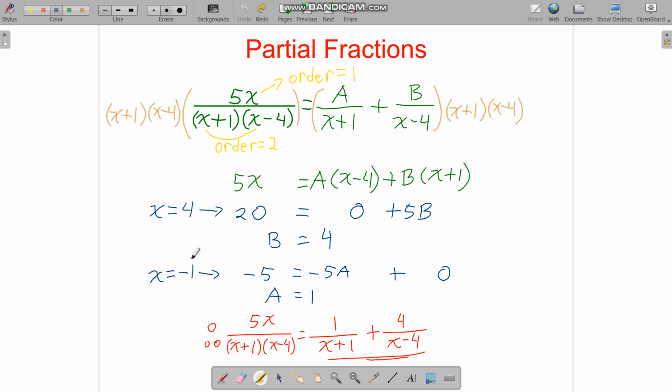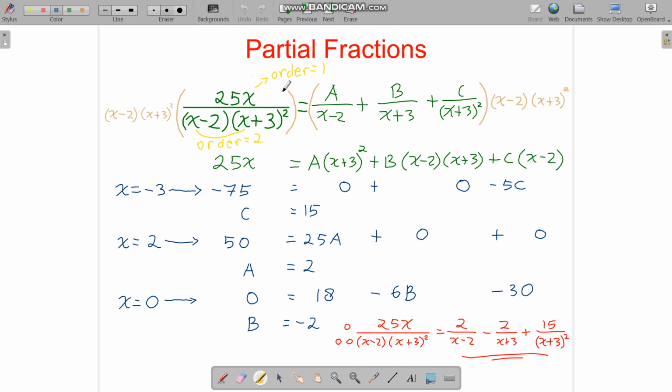And we can also do the same thing with minus 1, because if we plug in minus 1, we get minus 5 equals, from here we have minus 1 minus 4, which is minus 5, so minus 5a. Plug in minus 1, and this is 0, and so a is 1. That's it, we're done. In conclusion, a is 1, b is 4, so this is the partial fractions.